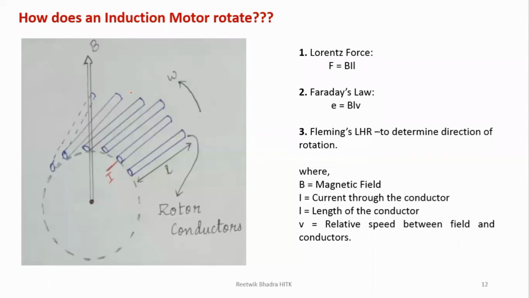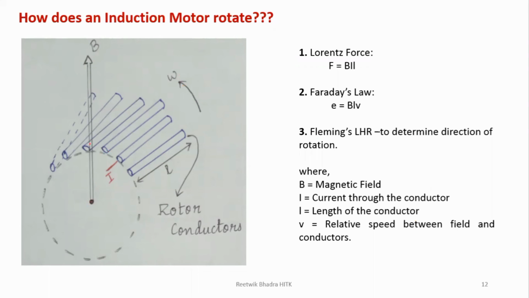Okay. So how does a rotor rotate? Obviously some force will act on it, and that is given by the Lorentz force. Force is equal to BIL. Symbols have the usual meaning, all given over here. B is the magnetic field, I is the current through the conductor, L is the length of the conductor. Suppose these blue lines drawn over here are your rotor, which is rotating. This is your omega. Let it be rotating in the anti-clockwise direction. It all depends upon Fleming's left hand rule, which is written in point number 3 and determines your direction of rotation.